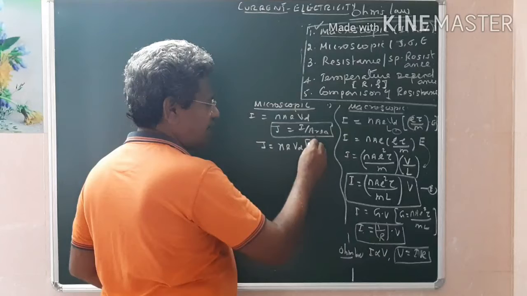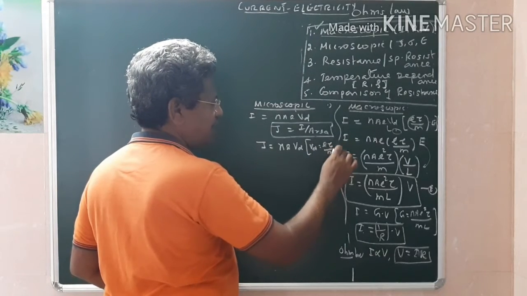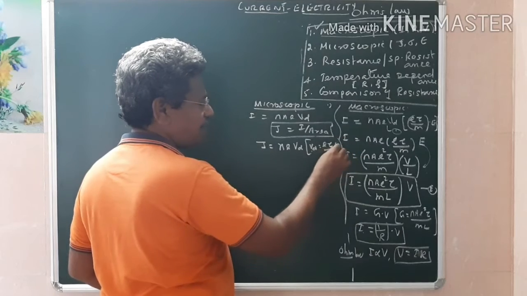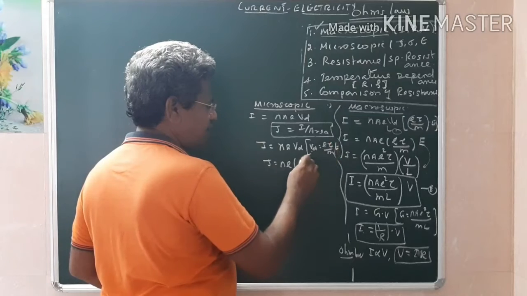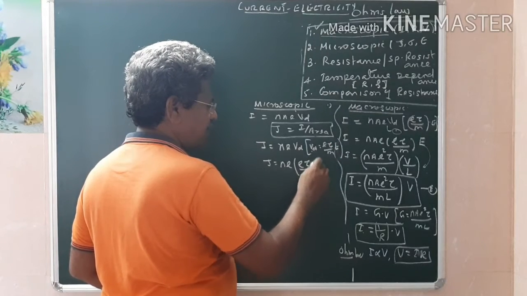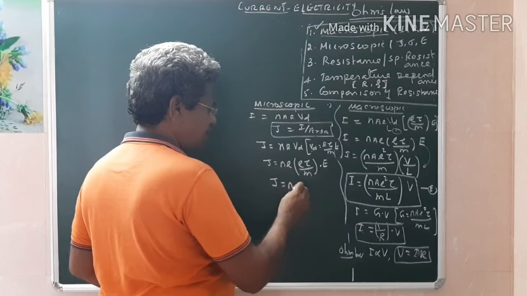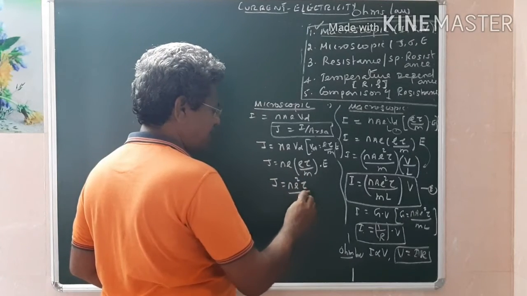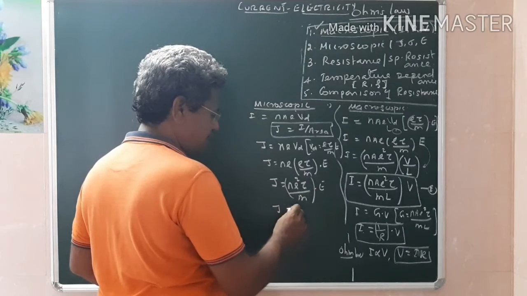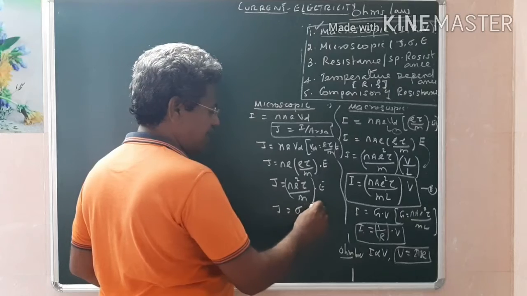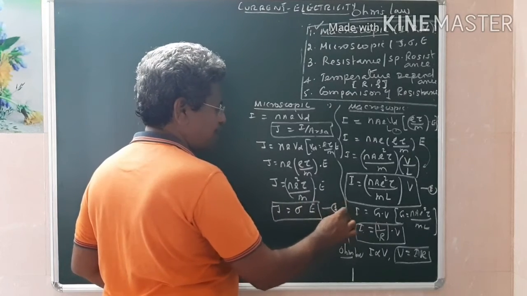As usual, you know that v_d = e tau by m into electric field E. This is the expression for v_d. I am substituting. Therefore, n e v_d is e tau by m into electric field E, or you can say that J = n e squared tau by m into electric field E. And this term we can call sigma, the conductivity. This is our required microscopic expression for Ohm's law.